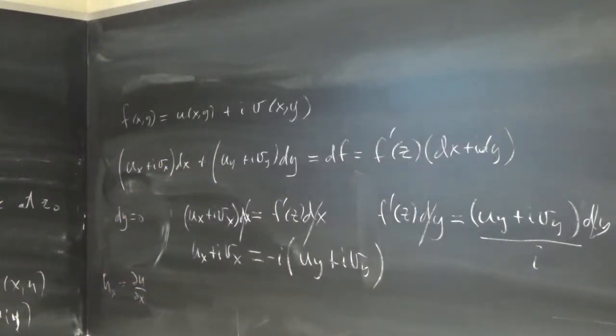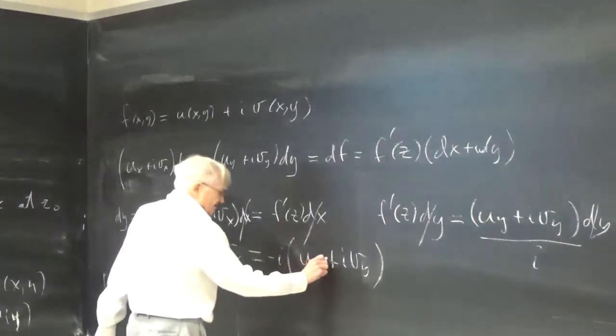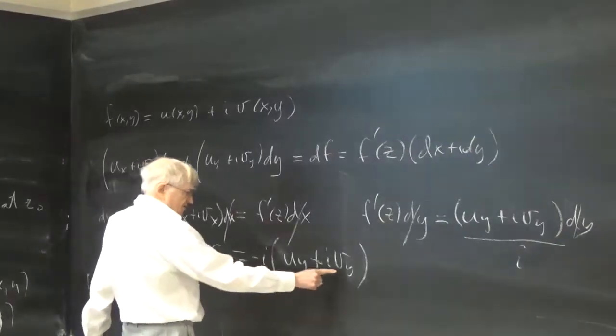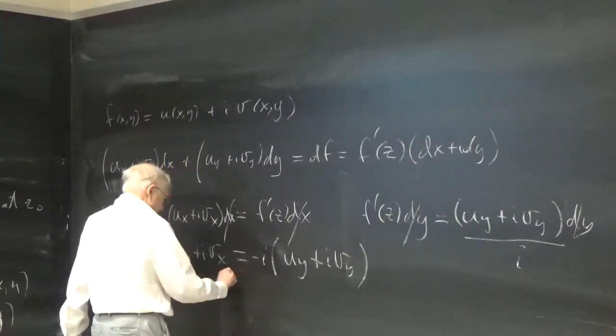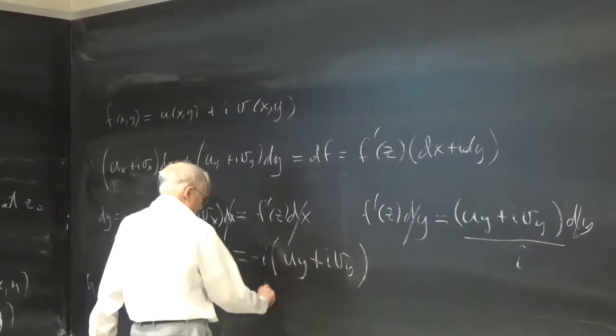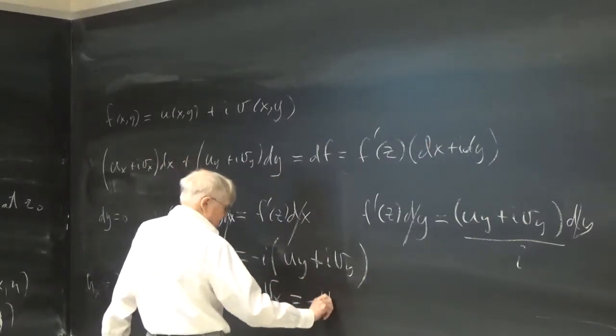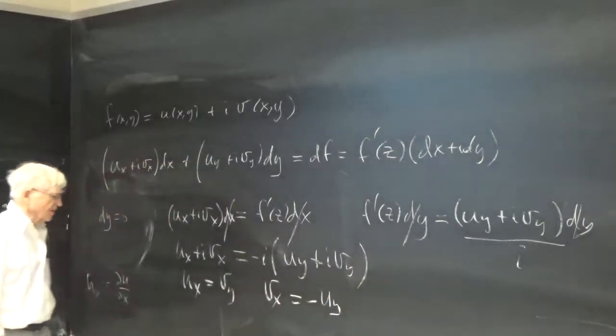The real part of this equation is u sub x equals v sub y, and the imaginary part is v sub x equals minus u sub y. So these are the Cauchy-Riemann conditions.